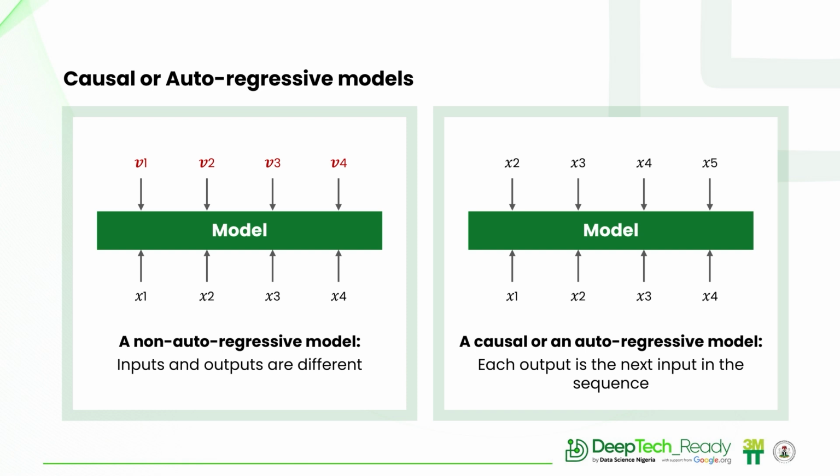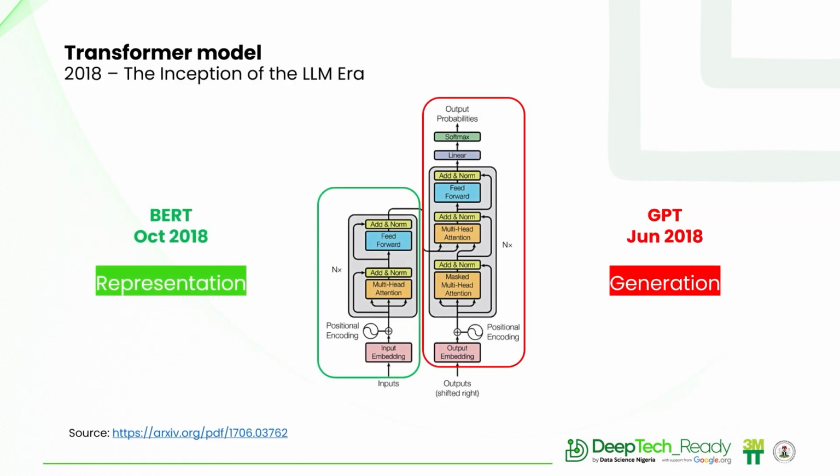Now, back to the business. Like I mentioned, the transformer model marked the start of the LLM era in 2018, revolutionizing how we approach natural language processing. First, BERT was introduced in October 2018 and is focused on representation. It used a bidirectional approach to capture context from both directions of a sentence, and this makes it a powerful tool for tasks like sentiment analysis and question answering.